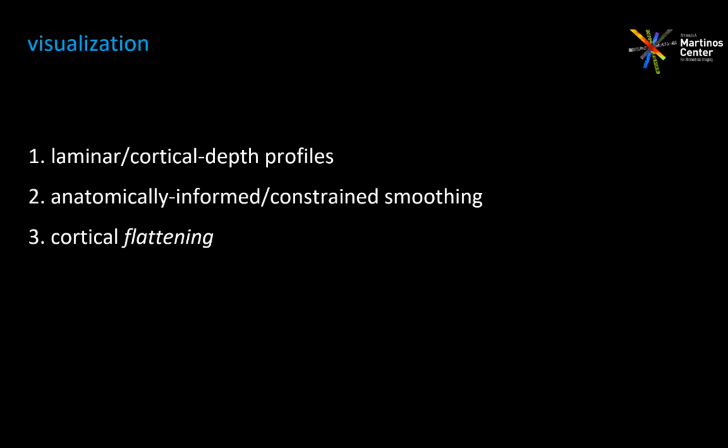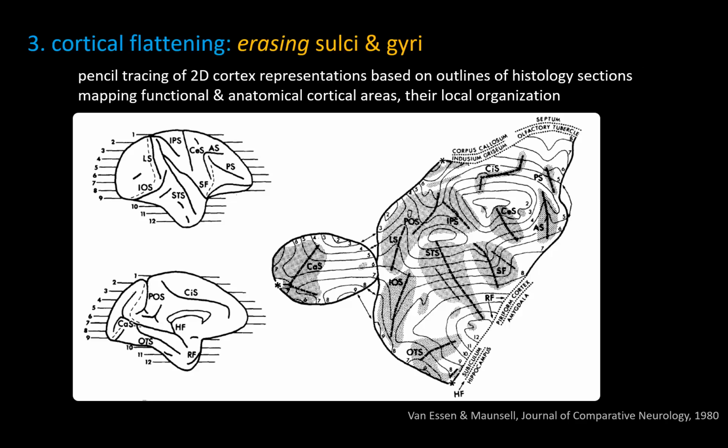Okay, so with this, I'm going to move to the last part, and we're going to talk about the cortical flattening. All right, so the cortical flattening has been around for quite a while, and it started with the drawing of sulci and gyri by pencil tracing of the 2D cortex representations based on the outlines from the histology data. So if you see these numbered lines on the left, they correspond to the topo lines on the right. And it's been a great approach used for mapping functional and anatomical cortical areas and their local organization.